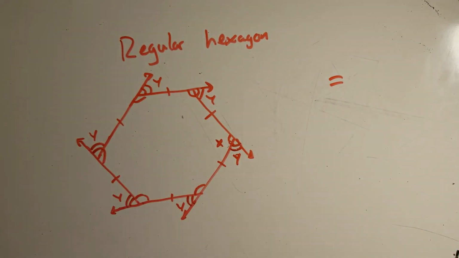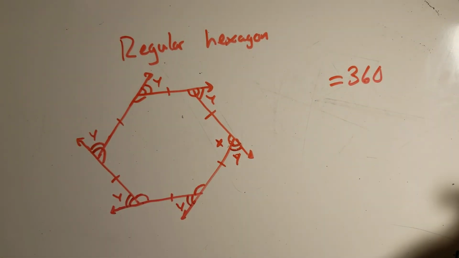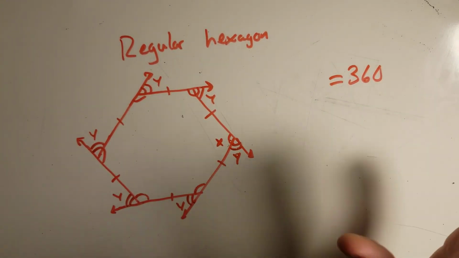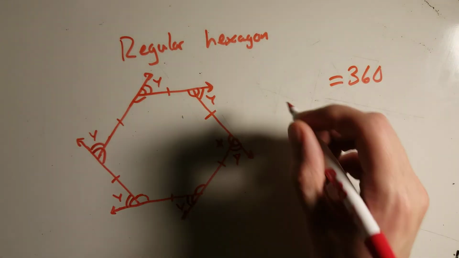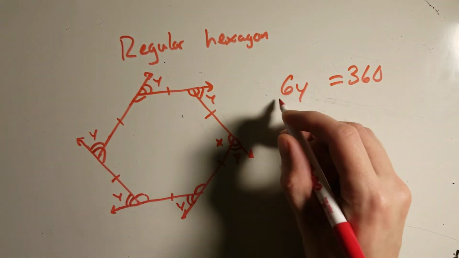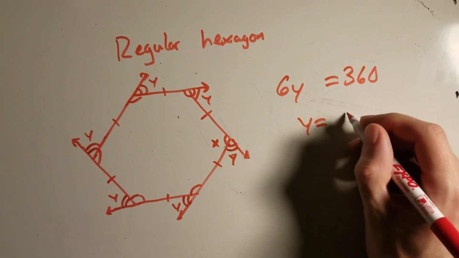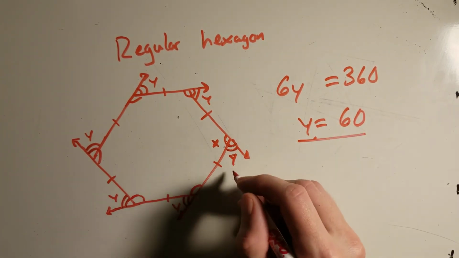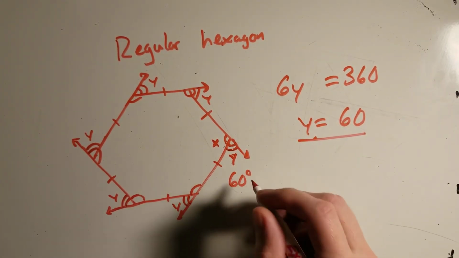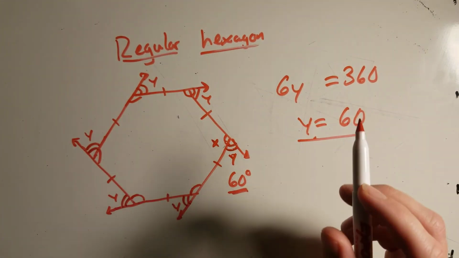All the exterior angles should add up to be 360. That's true in every polygon. It doesn't have to be regular, it could be any polygon, but it should add up to 360. We have 6 y's that we're adding together, so 6 y's equal 360, divide by your 6, and that would be 60 degrees. So y is equal to 60, or this exterior angle measurement is going to be 60 degrees in a regular hexagon.